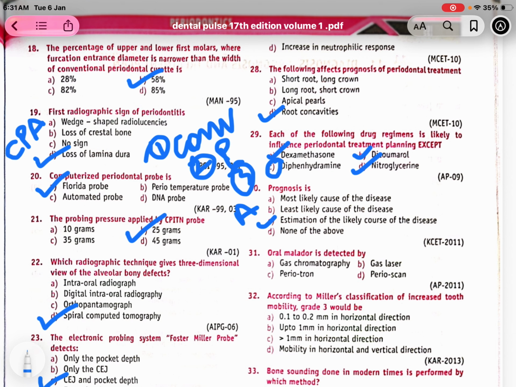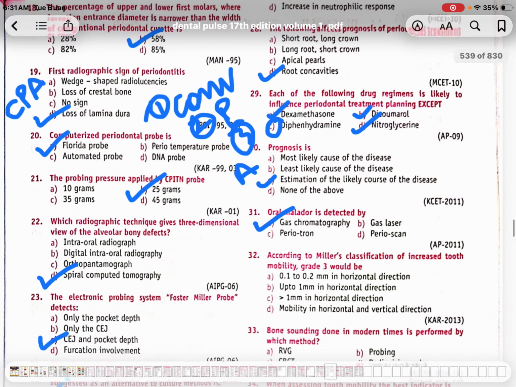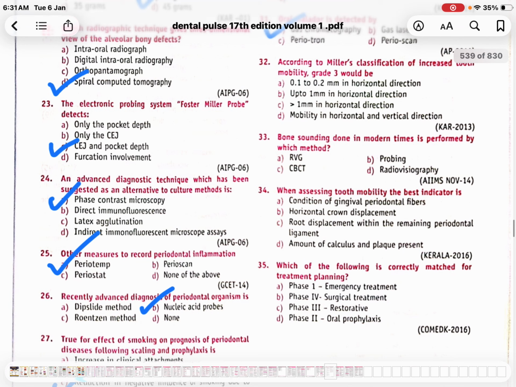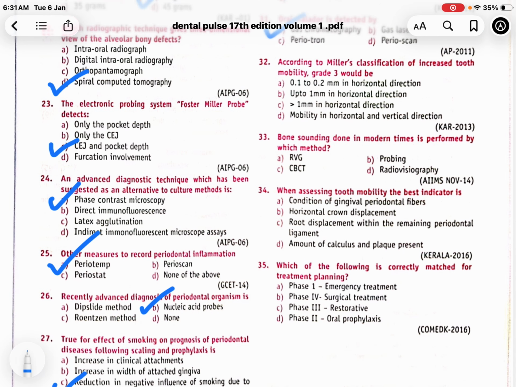Now prognosis is the estimation of likelihood or likely course of the disease. Now oral malodor is detected by, it will be detected by gas chromatography standard. Okay. Question number 32. According to Miller's classification of increased tooth mobility, grade 3 would be, so it will be mobility in horizontal as well as in vertical direction.